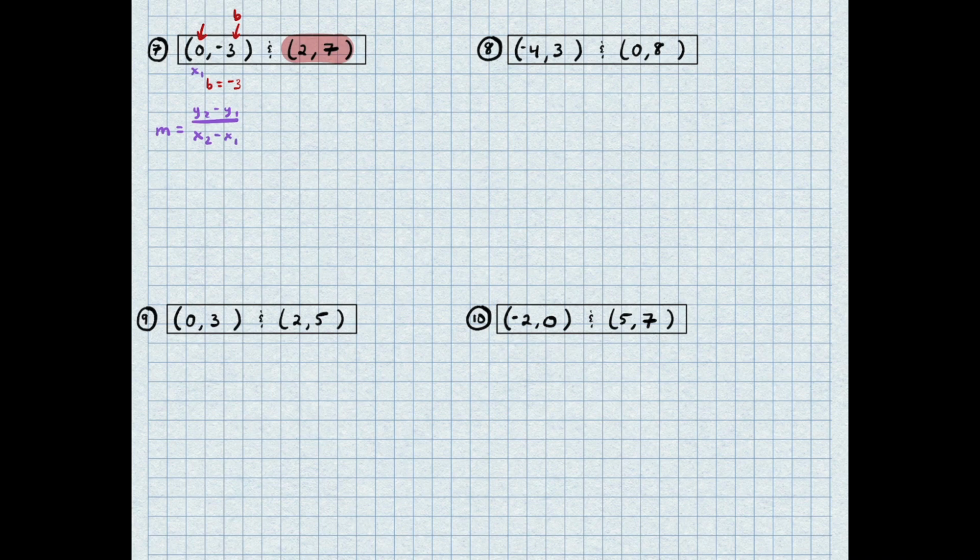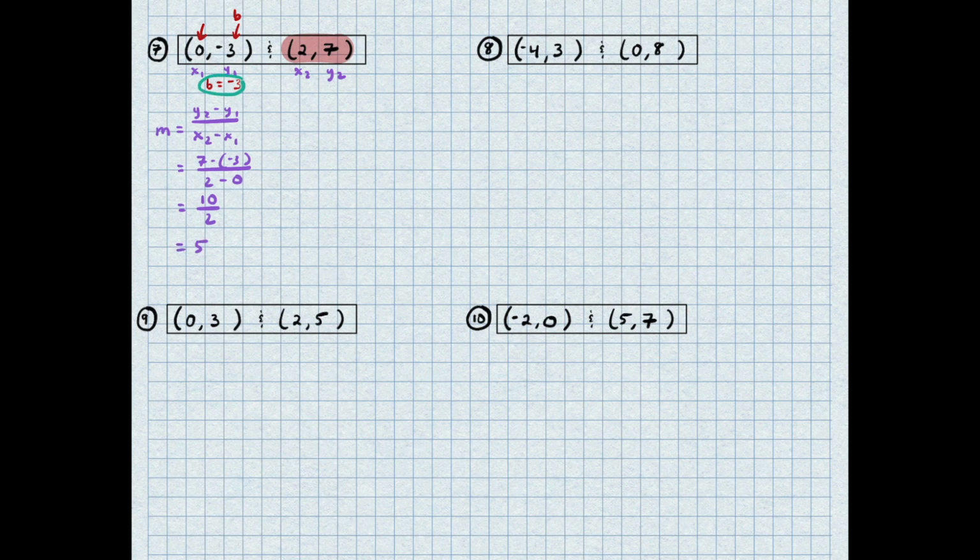We can call this first point x1 and y1, and call the second point x2, y2. It doesn't matter which one you label which. Substituting the values in, we're going to get 7 minus -3 over 2 minus 0. 7 minus -3 is going to be just 7 plus 3 to get 10, and 2 minus 0 is going to be 2. This whole thing simplifies down to 5.